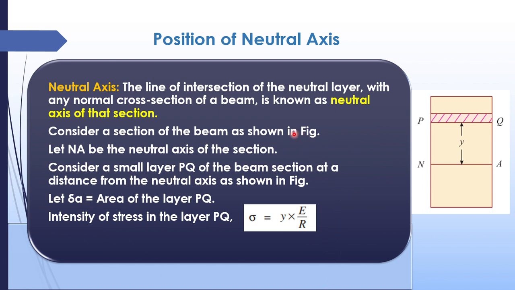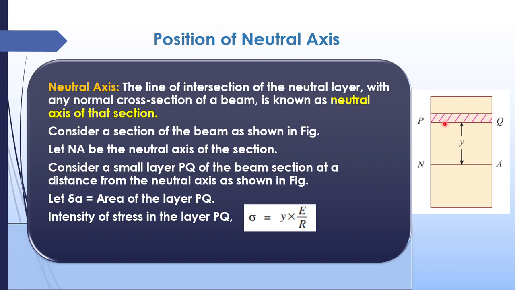Neutral axis is nothing but the line of intersection of the neutral layer with any normal cross section of the beam. It is known as neutral axis. Neutral layer means wherever there is no compression, no tension. That particular layer is known as neutral layer. Got it? So we are taking this particular figure. NA is the neutral axis here. We are assuming that NA is the neutral axis.